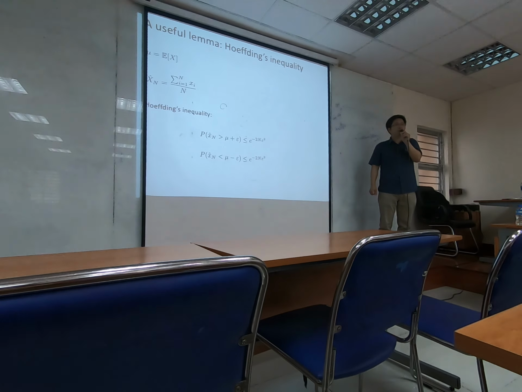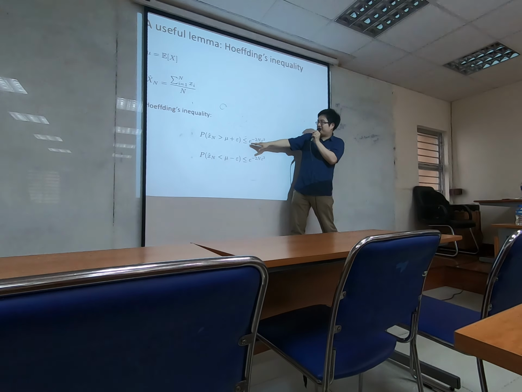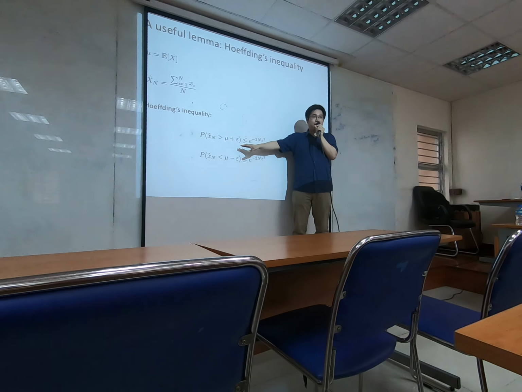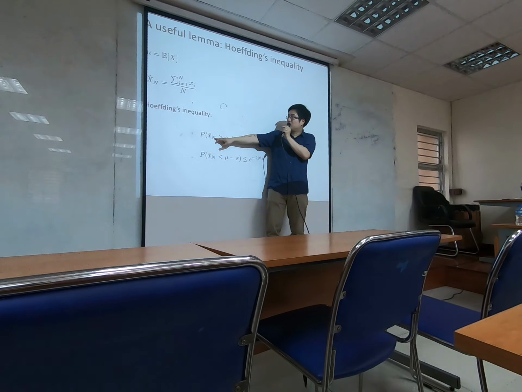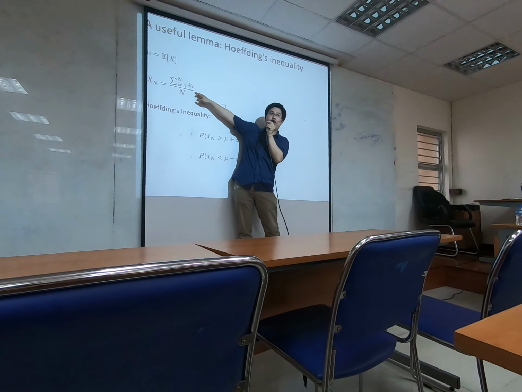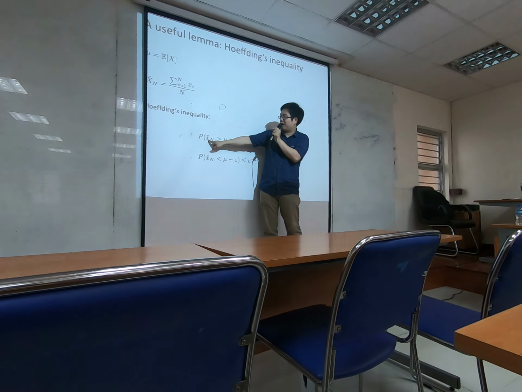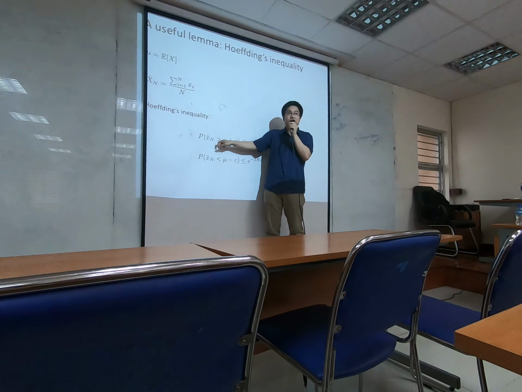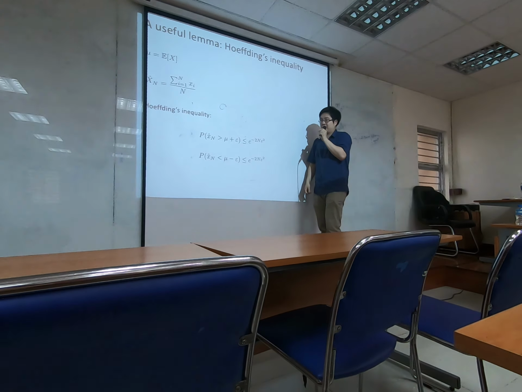Have you heard about it before? Hoeffding, Hoeffding-Azuma. It's a very nice theorem. I encourage you to use it. It says that the distance between the empirical mean and the true mean cannot be very large. So this is the high-level explanation.